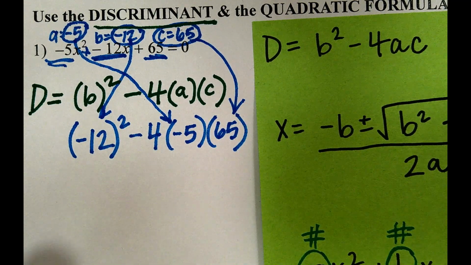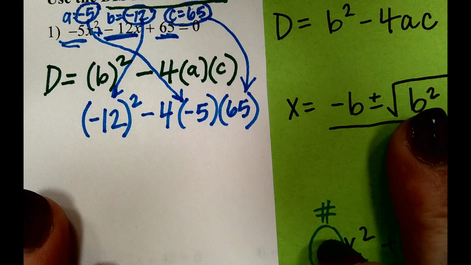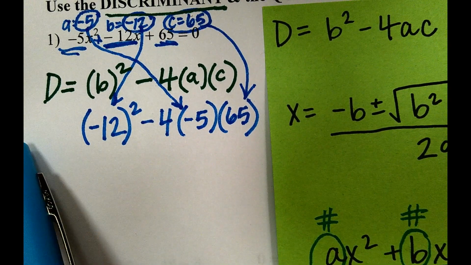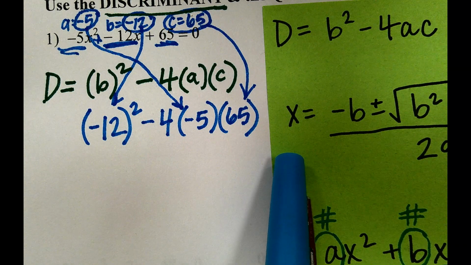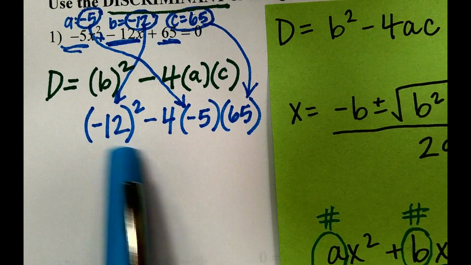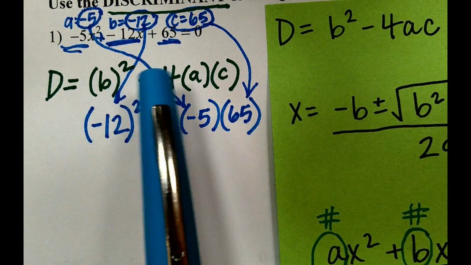So, we have our numbers plugged in. From here, I like to just go from left to right and simplify. That's all we're doing now. So, first I have negative 12 squared.